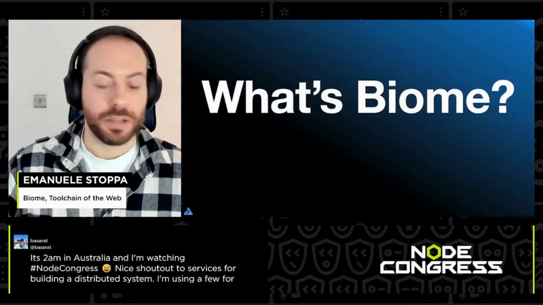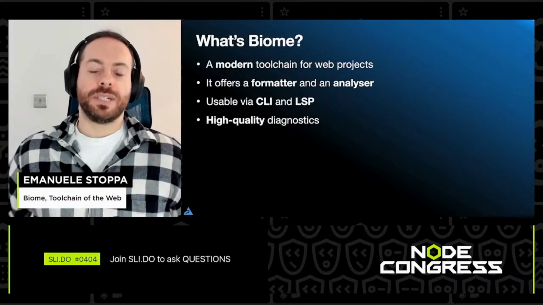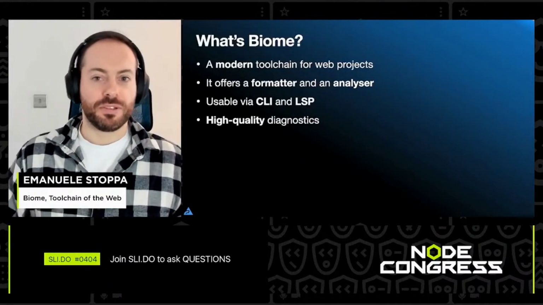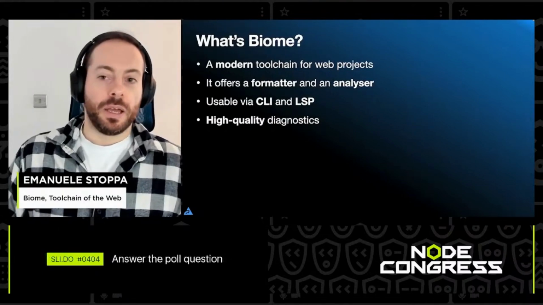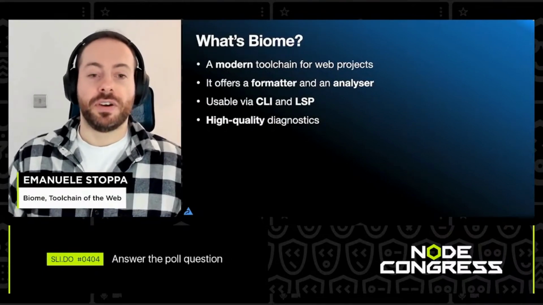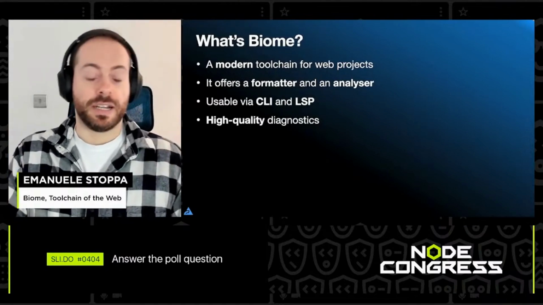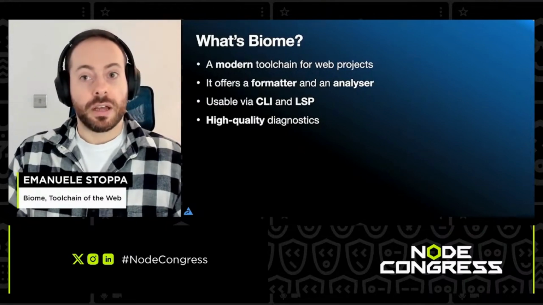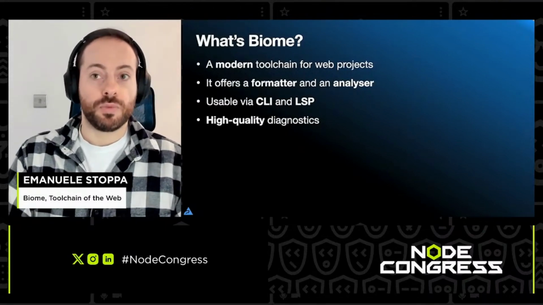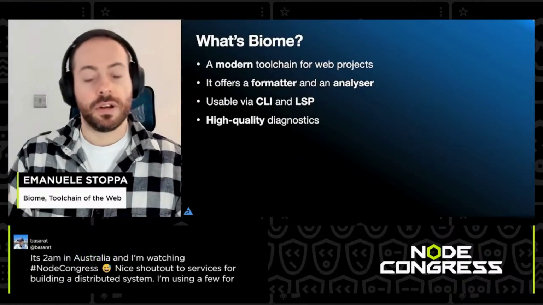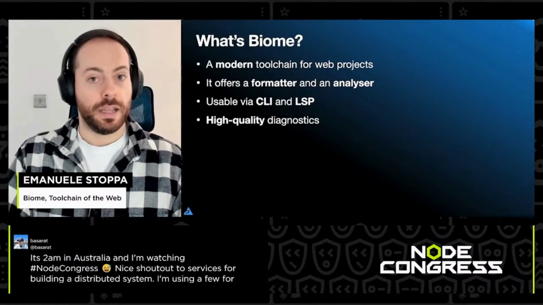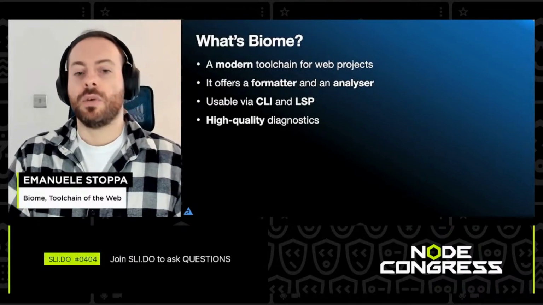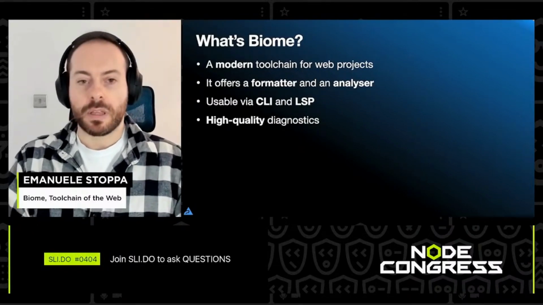So let's go with Biome. So what's Biome? Biome is a toolchain that wants to provide an all-in-one experience for your web projects. At the moment, Biome offers a formatter and analyzer, and we're going to check what those are. Plus, as a mission, it must work and offer the same developer experience on the CLI and the LSP, so editors, and it wants to offer high quality diagnostics.